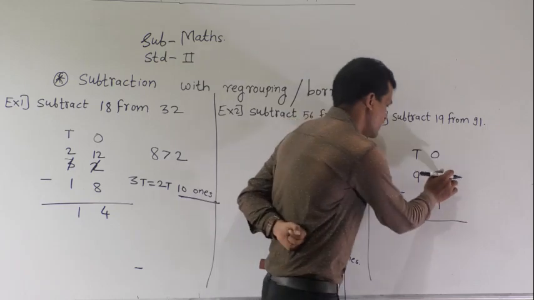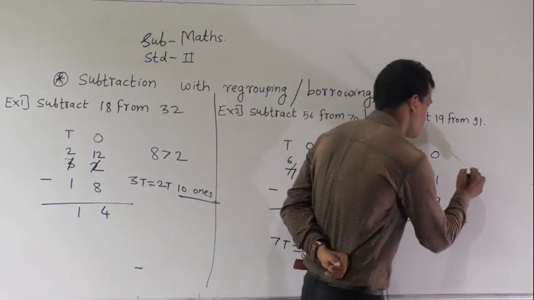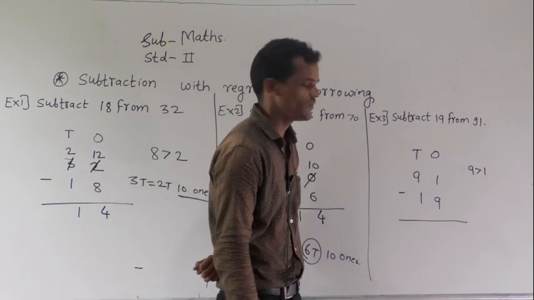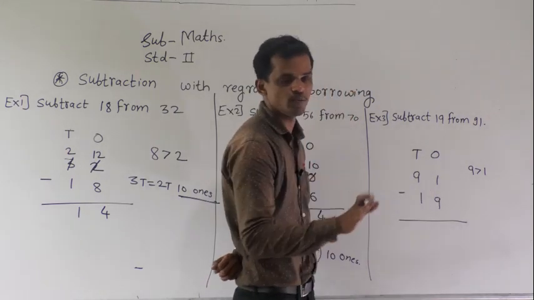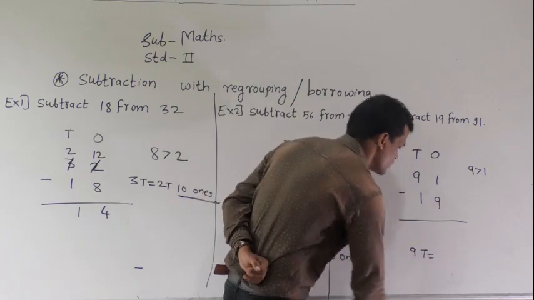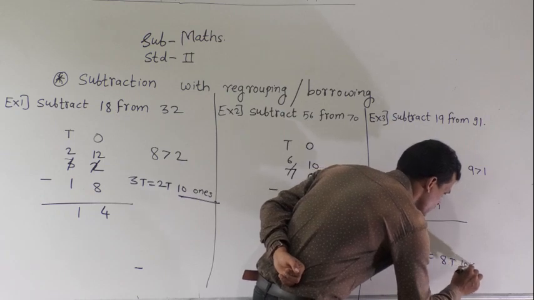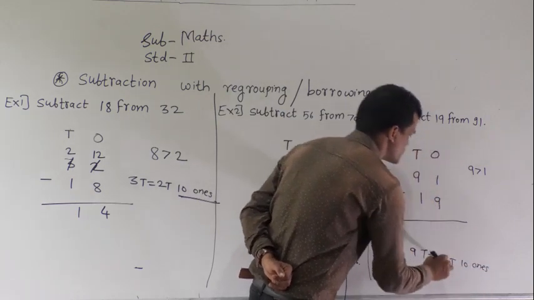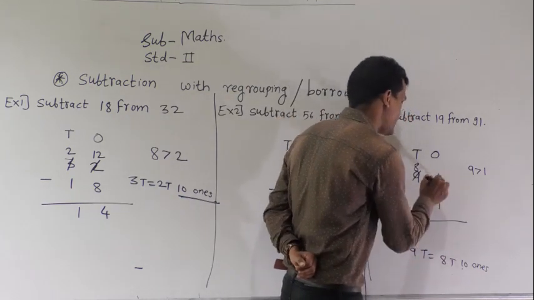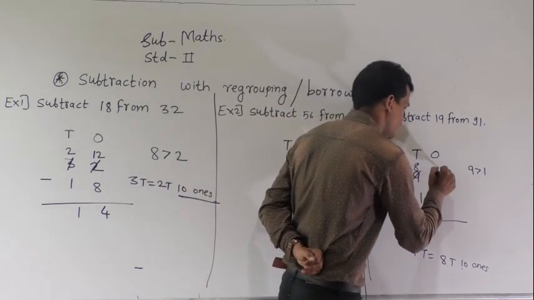We have arranged the numbers, now subtract. 1 minus 9, is it possible? No, because 9 is greater than 1. So 1 minus 9 is not possible. So regroup this 9 tens into 8 tens and 10 ones. Write this 8 tens here and add the 10 ones to the 1. So 1 plus 10 is 11.